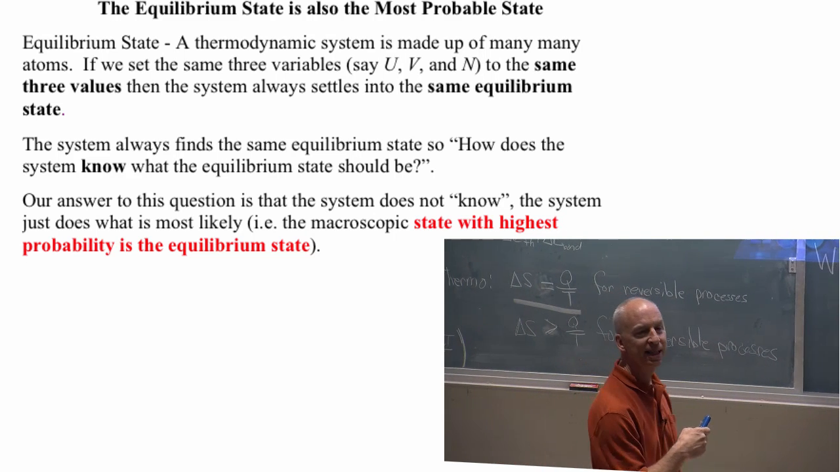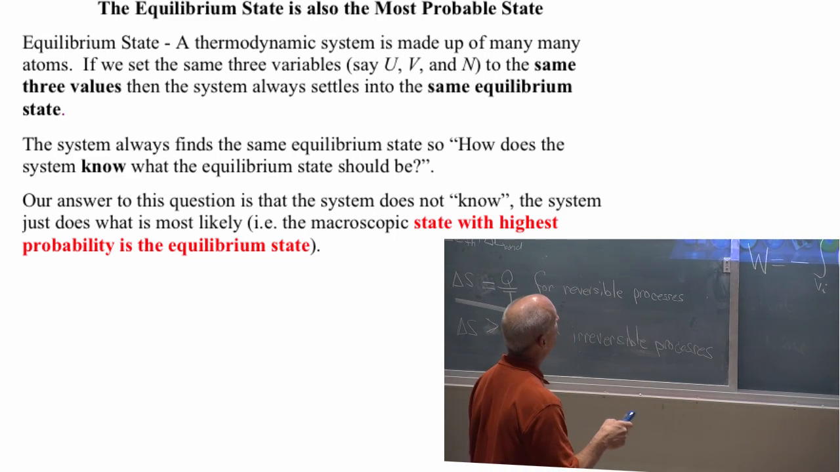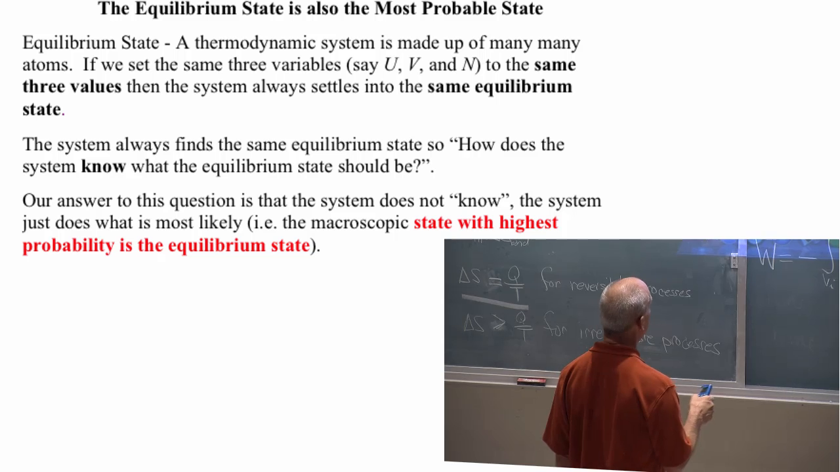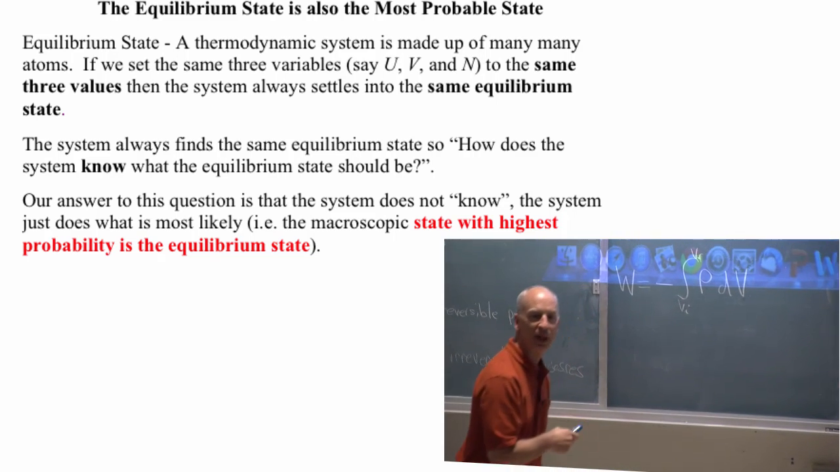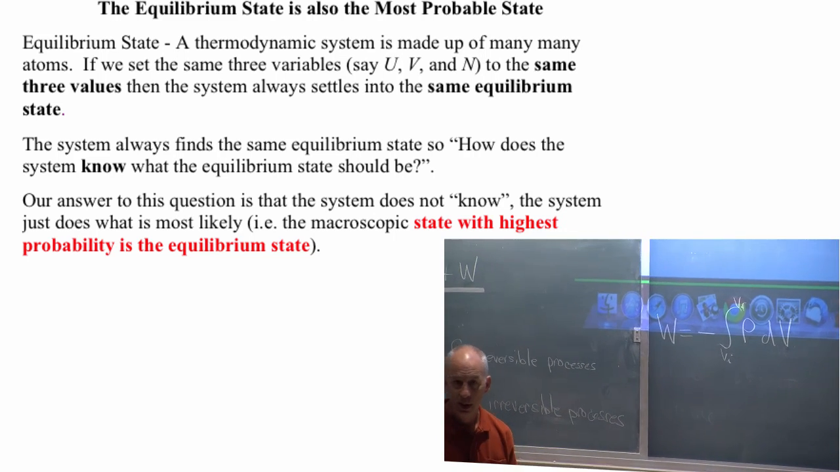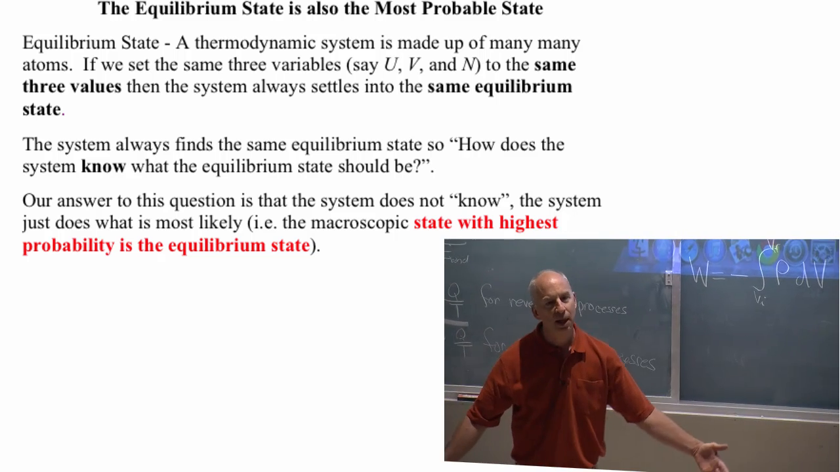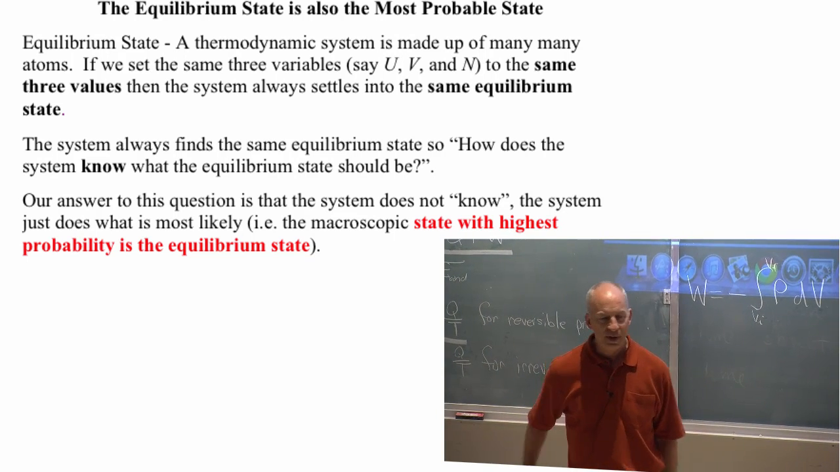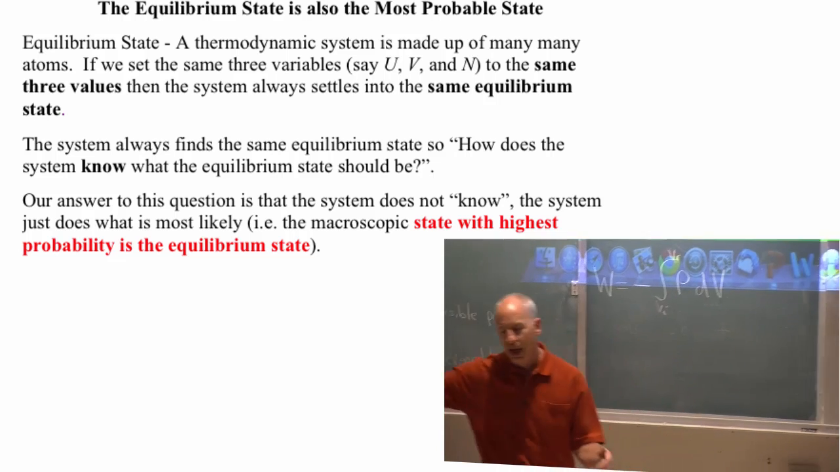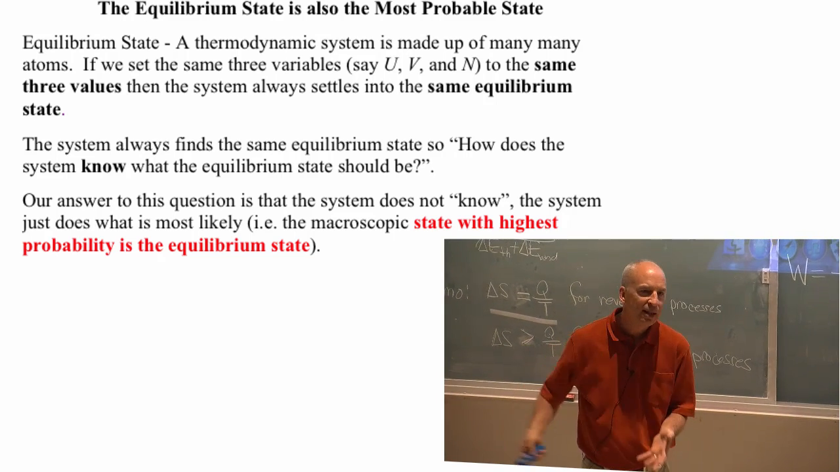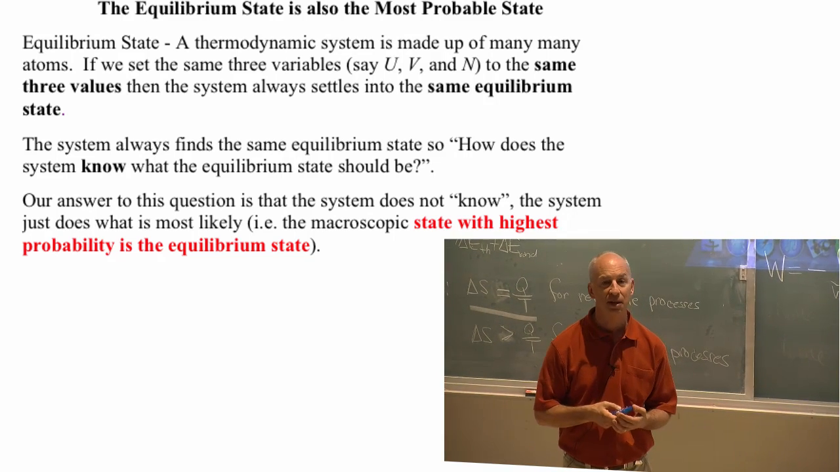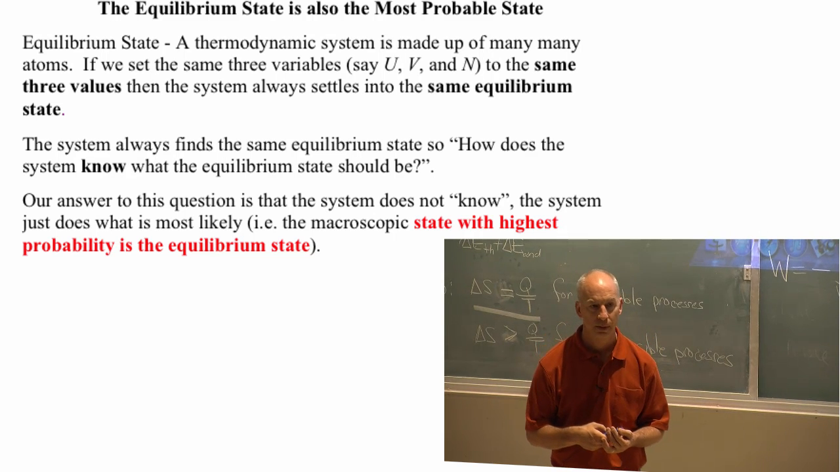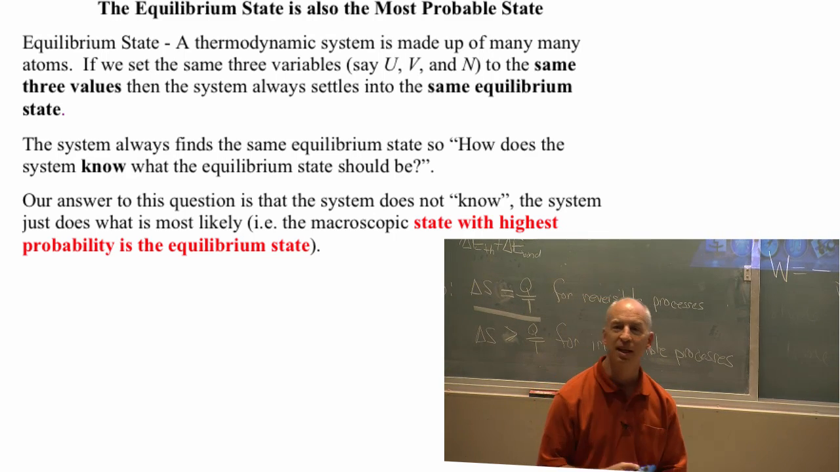The most likely state, the most probable one, is the highest probability. So I better tell you what the probability of some state is. State, for instance, could be the gas in this room, all of the energy on that side, and none of the energy on this side. That's one possible state of the gas in this room. That's a state we never see.